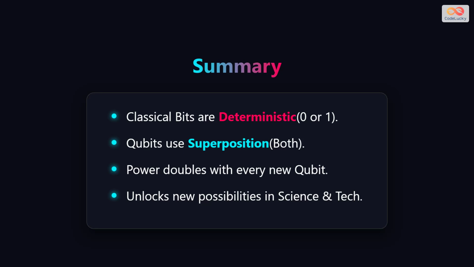In summary, while classical computers are built on the certainty of 0s and 1s, quantum computers harness the probability of superposition. This fundamental difference allows them to process information in ways that were previously impossible, opening new doors in medicine, cryptography, and material science.